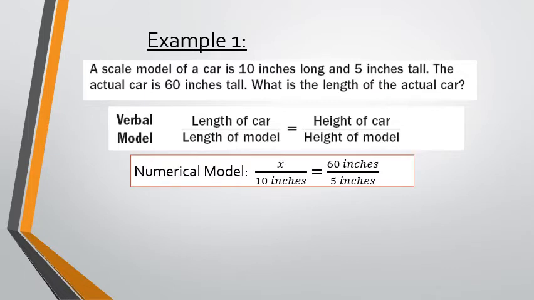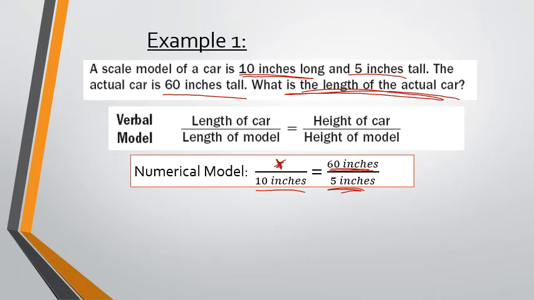So what would it look like in numbers? Well, what don't we know? We don't know the length of the car, right? We have no idea. So we're going to let that be X, and that's why we have X written here on the proportion. Okay, and then what do we know? Do we know the length of the model? Yeah, it tells us right here in the directions it's 10 inches long. So that's why the 10's here. We also know that the actual car is 60 inches tall, which is written over here. And then the model is 5, so that's why we have it written here. And so then you would just cross multiply this.